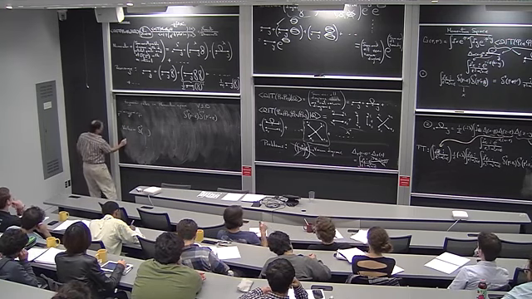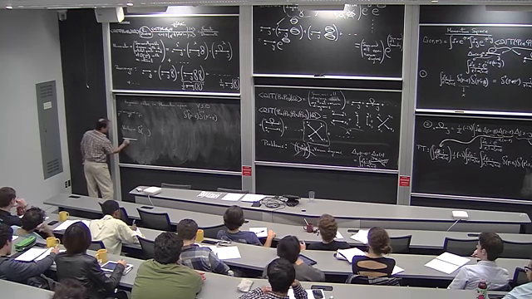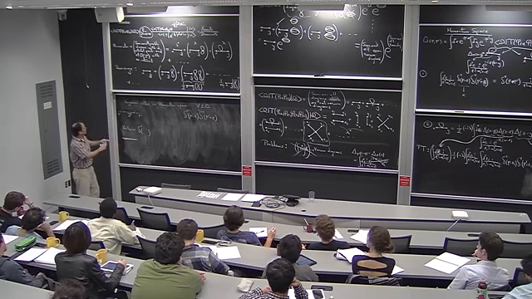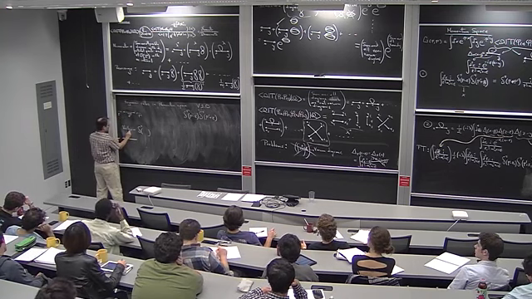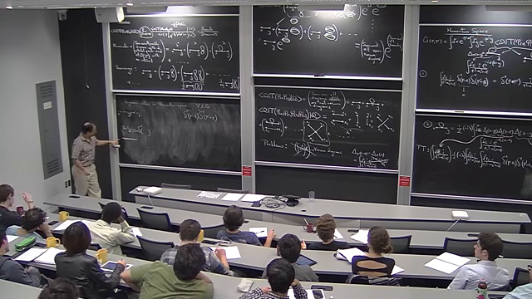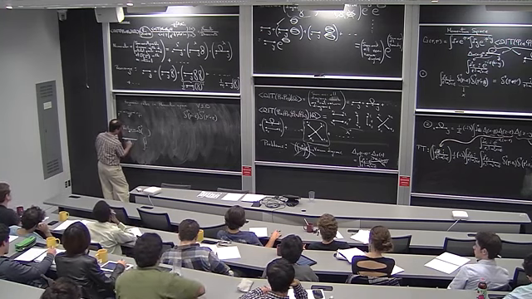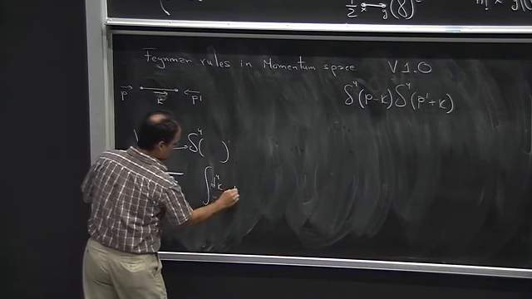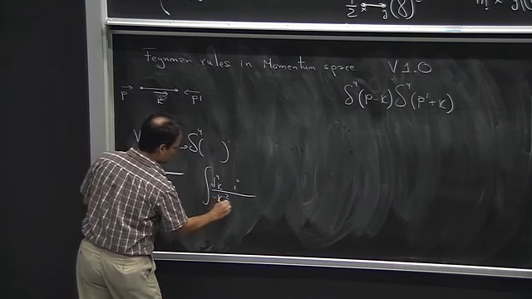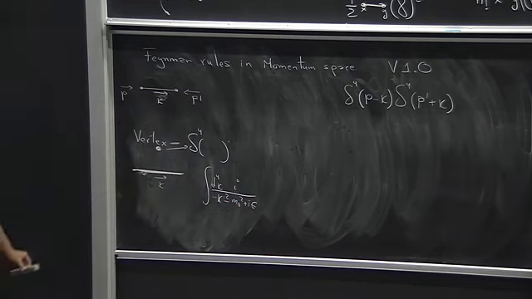Because now for each of these, every time you see a line, okay, now we're distinguishing the vertices from the lines. So for every vertex, you introduce a delta function. And for every line that you see, you introduce an integration over the momentum that is there, times I. Okay?